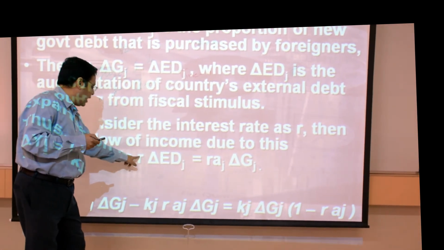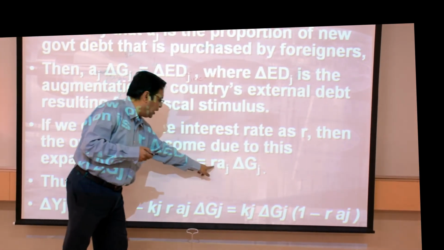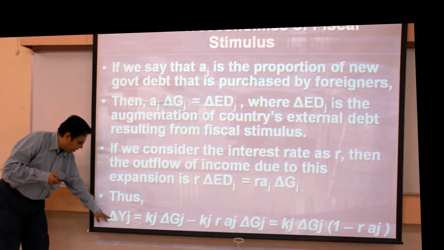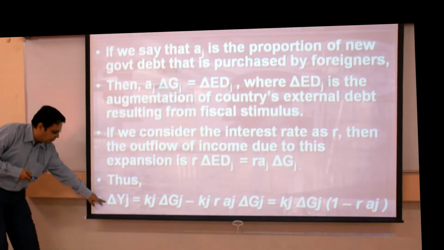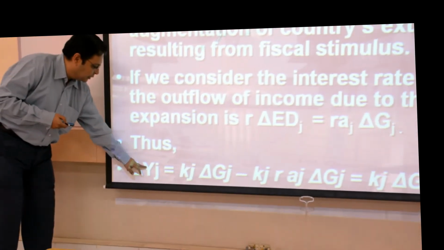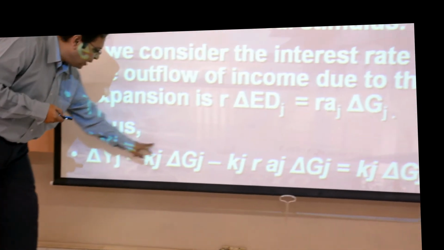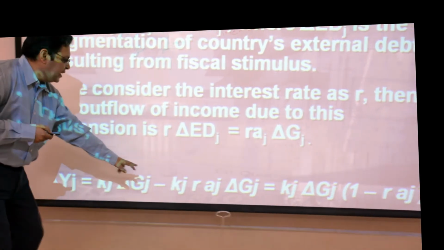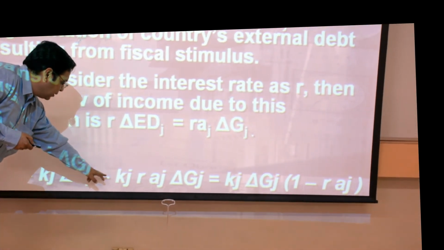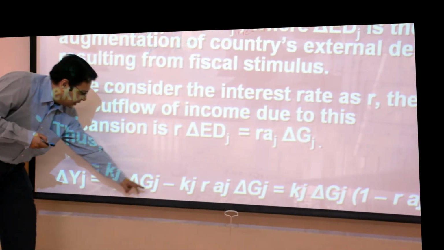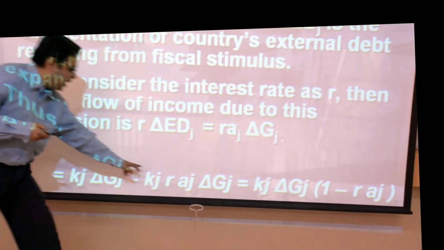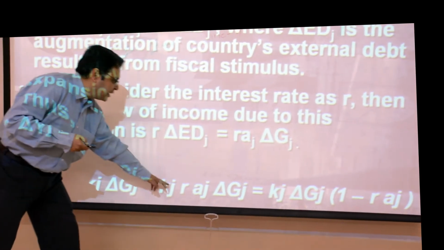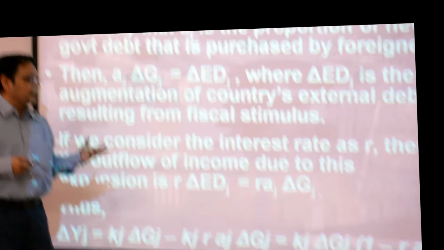So, therefore, R into delta EDJ is equal to R into AJ delta G. Now, therefore, what is the change in income? The change in income delta Yj, where Y represents income, is multiplier Kj times the change in government spending minus whatever has gone out. The first part is the addition to national income, and the part minus multiplier times the interest rate times delta Gj is the part that has gone out because of our external debt servicing.